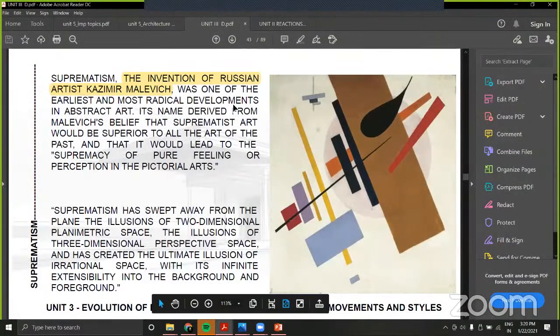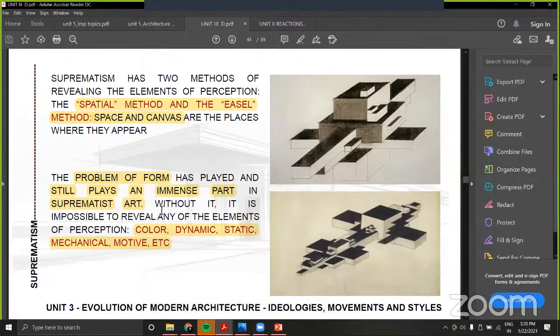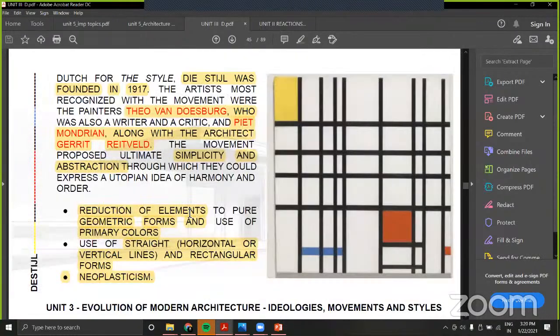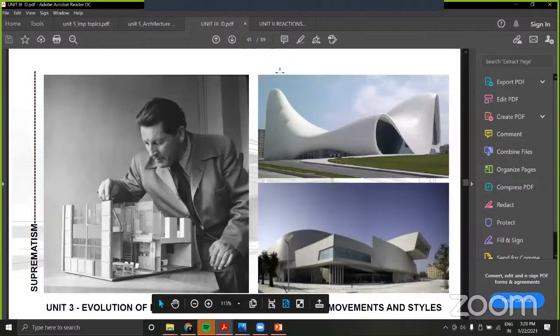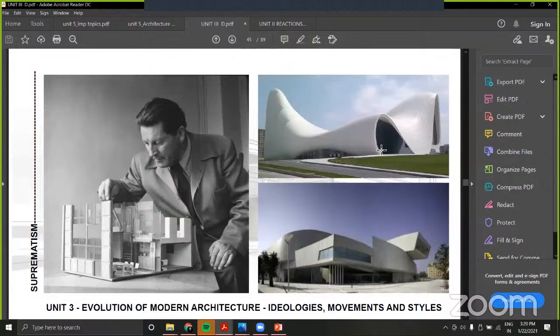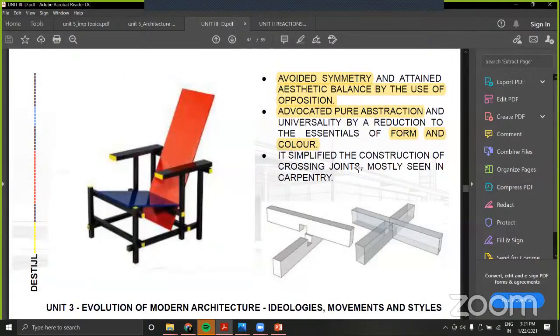So suprematism is nothing but a spatial method and the easel method, which is space and canvas. So the problem of form has played and still plays an immense part in suprematist art. Without it, it is impossible to relieve the elements of perception, color, dynamic, static, mechanical, motive, etc. Since they wanted form as the main thing for suprematism. So as we know, this is the Heydar Aliyev Center of Zaha Hadid. Why are we amazed with this building? Because of the form, because of the structure. So they wanted to explore all the forms of the building. In that case, this one came with form follows function. We all know that, right? So that was formed in this movement.